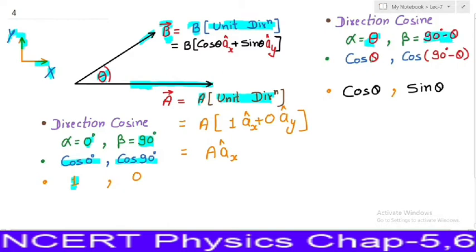Now you have found alpha and beta. Now direction cosines would be cos of alpha and cos of beta. So cos of theta, comma, cos of 90 degree minus theta, and cos of 90 degree minus theta can be written as sine of theta. So direction cosines are cos of theta, comma, sine of theta. Now this vector can be written as magnitude B into cos of theta ax cap plus sine of theta ay cap.